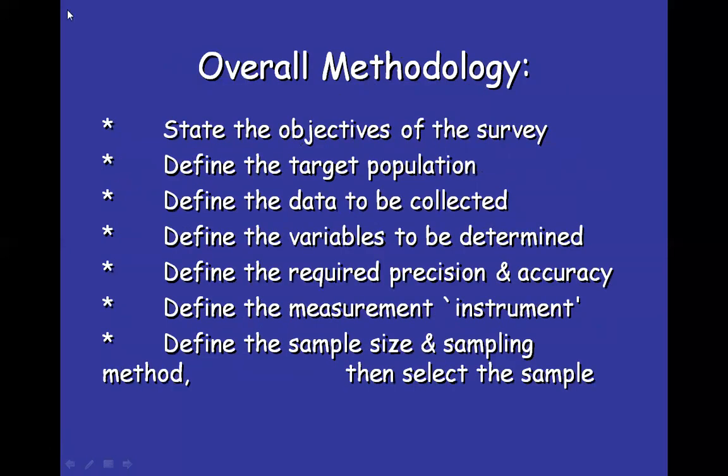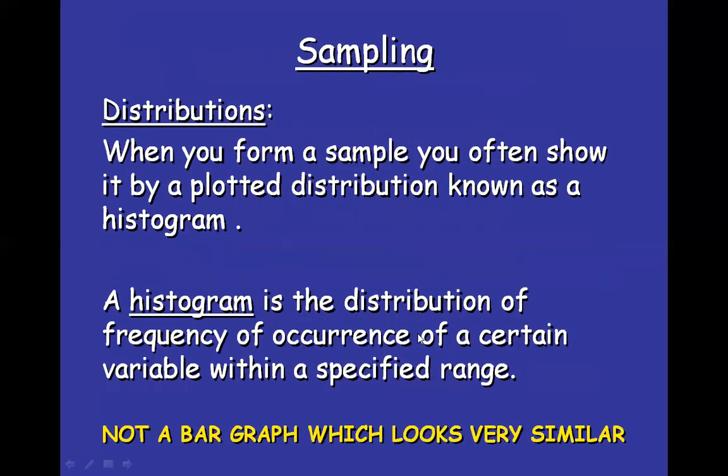So in general, for getting any experimental data, what we really need is an objective from which we conduct a survey, and in the survey we define our target population, define the data to be collected, and define the variables to be determined. Then we go for the required precision and accuracy. Then we define the measurement instruments. Then we define the sample size and sampling method. Then we select the sample.